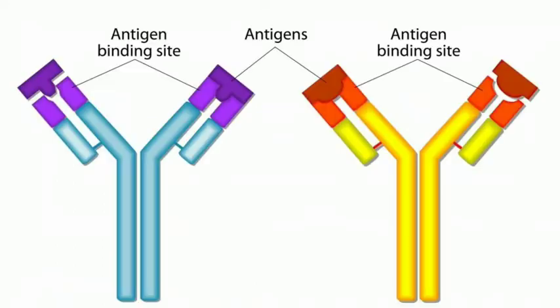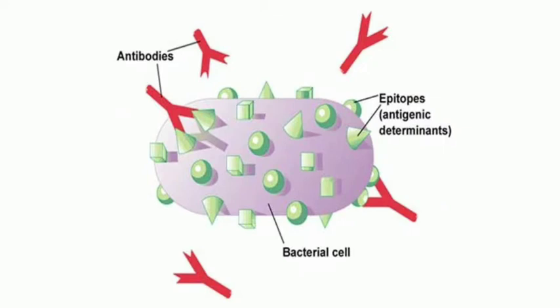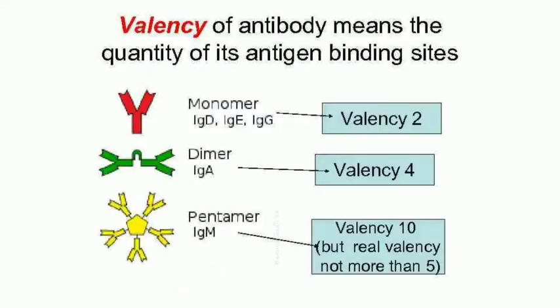A monomeric antibody possesses two antigen binding sites or ABS due to its Y shape and consequently can simultaneously bind to two separate but identical epitopes of the same or different antigens. This is referred to as the valence of two per monomeric antibody.